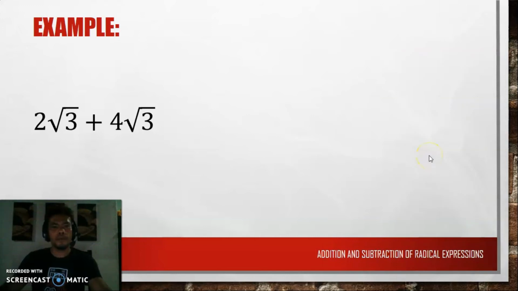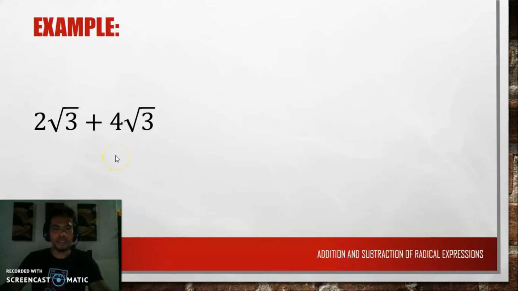Okay, for example, we have here 2 square root of 3 plus 4 square root of 3. To solve this one, we just need to follow those two simple steps. The first step is you have to make sure that the given radical expressions are in their simplified form. Since the given radical expressions are in their simplified form, we proceed to the next step.